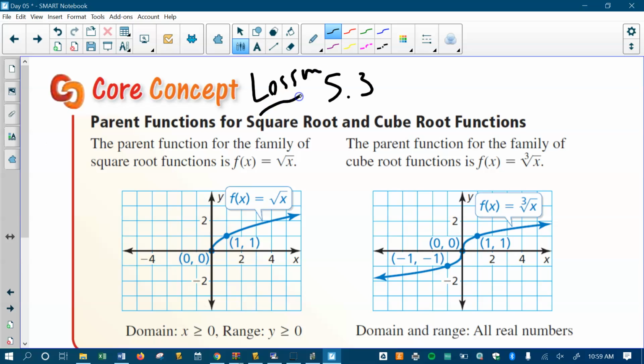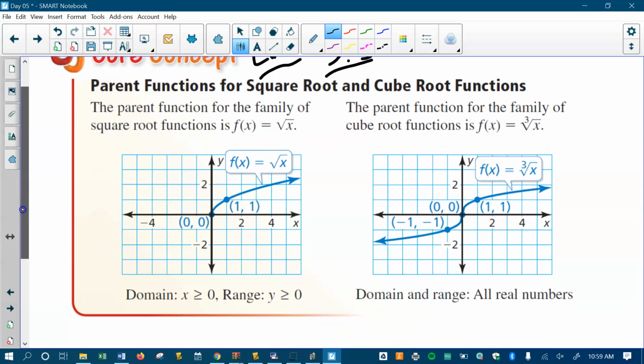You are going to need your calculator, so if you don't have your calculator, please make sure that you get one. And let's go and get going. We're going to be working with graphs of square roots and cube roots, and we will need a graphing calculator for it. So again, if you don't have one, please make sure you get one.